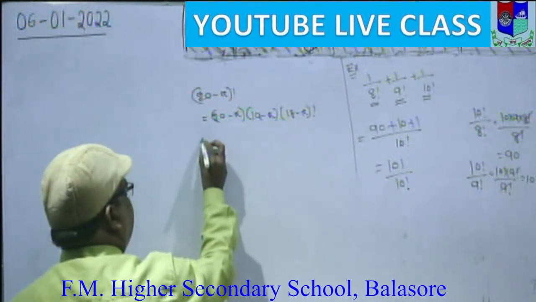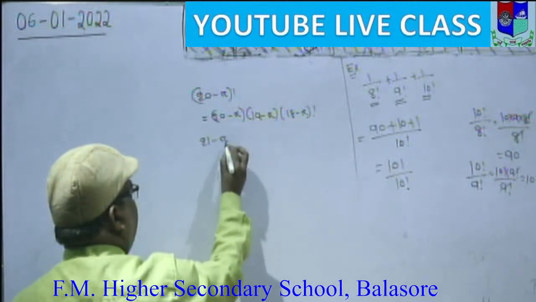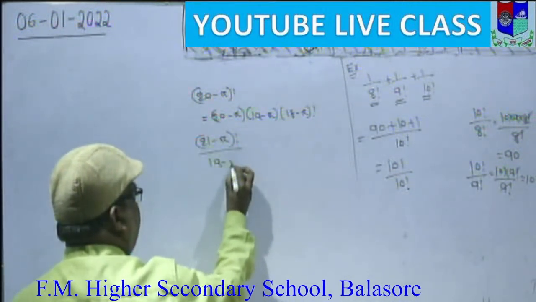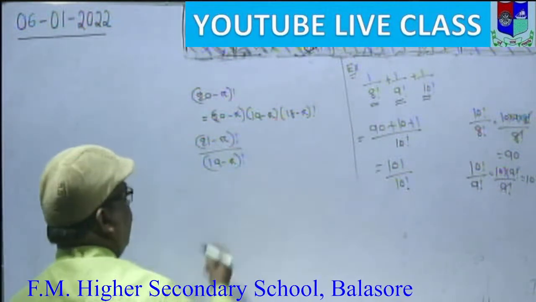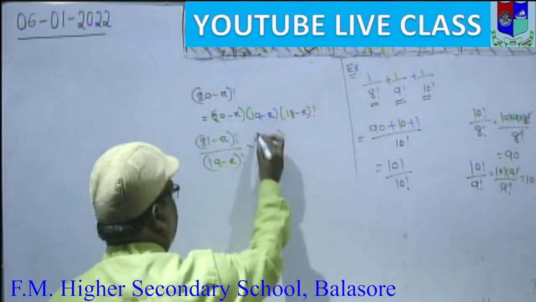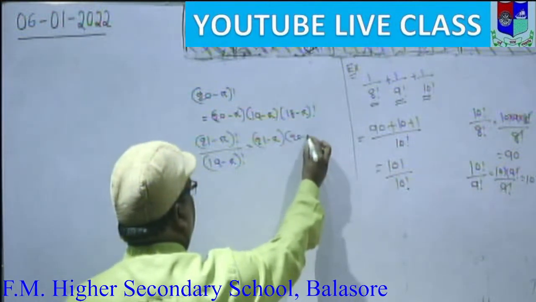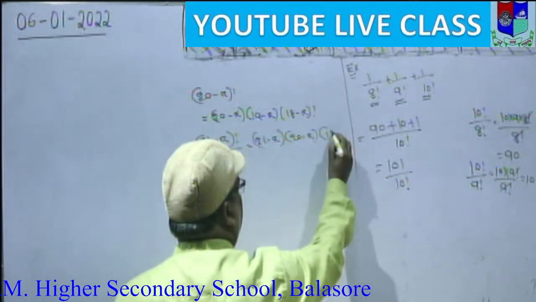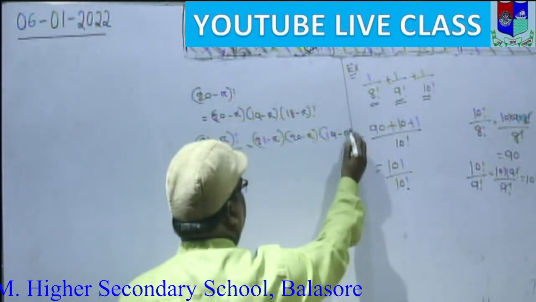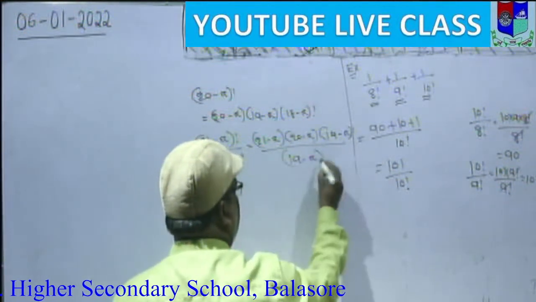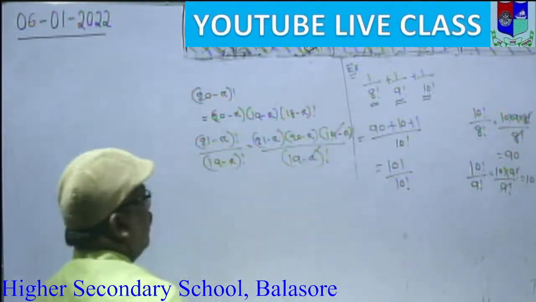Suppose one question is 21 minus r factorial divided by 19 minus r factorial. What is the answer? 21 minus r reduced to 20 minus r reduced to 19 minus r factorial, and the denominator is 19 minus r factorial. So you may cancel this like that.